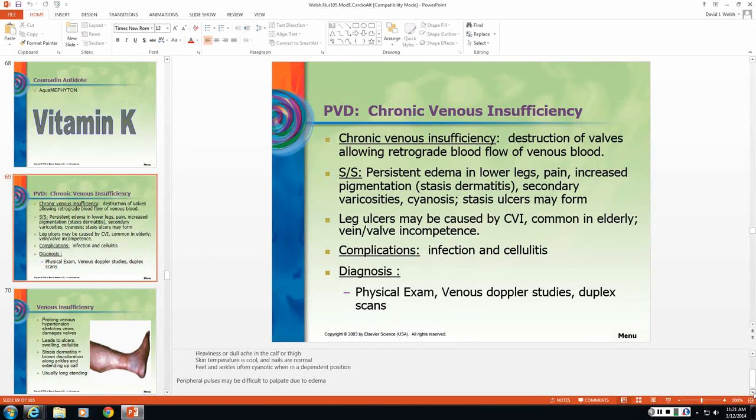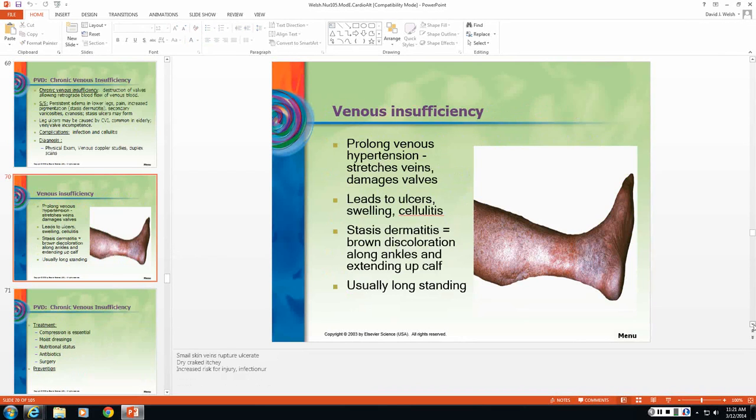So some of your signs and symptoms, like we talked about, persistent edema in the lower legs, especially the feet and ankles. Sometimes the feet and ankles are going to be cyanotic even when they're in a dependent position. The skin temperature is going to be warm. There's going to be sometimes a heaviness or dull ache in the calf or thigh. Now, your venous insufficiency, prolonged venous hypertension, a lot of times causes this. It stretches the veins and damages the valves. This can lead to ulcer swelling and cellulitis.